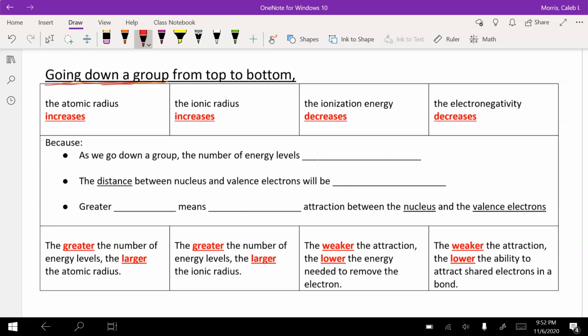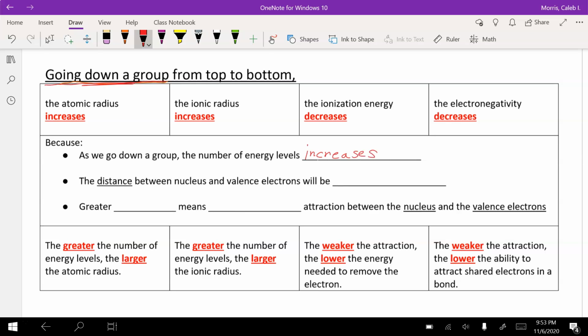So going down a group from top to bottom, we know that as you go down, the atomic radius increases, the ionic radius increases, the ionization energy decreases, and the electronegativity decreases. But we want to explain why. Well, as you go down a group, the number of energy levels increases.